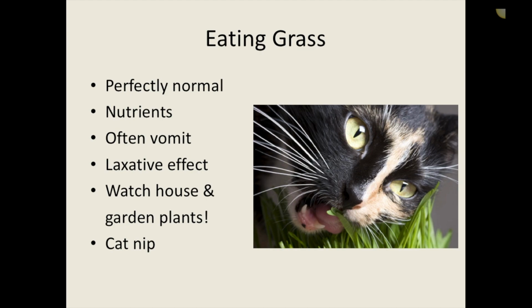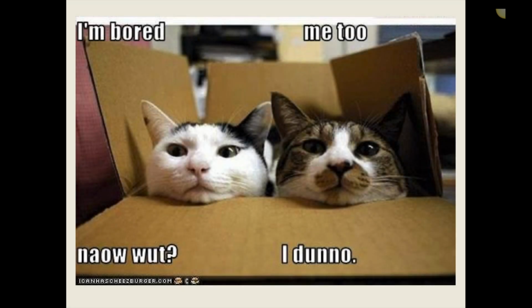And we can plant catnip for cats, and then there's also one called cat grass that they're attracted to, and it's a grass that continuously grows in your house.